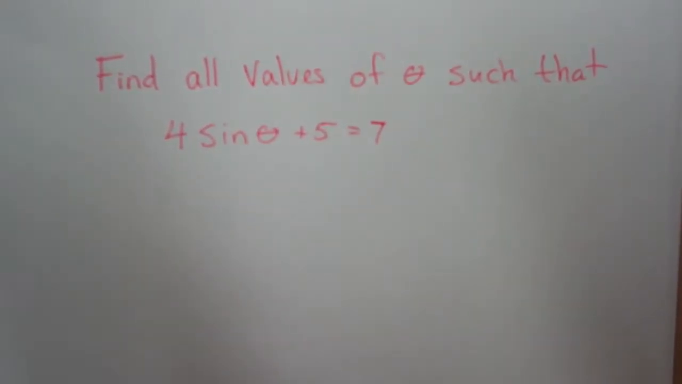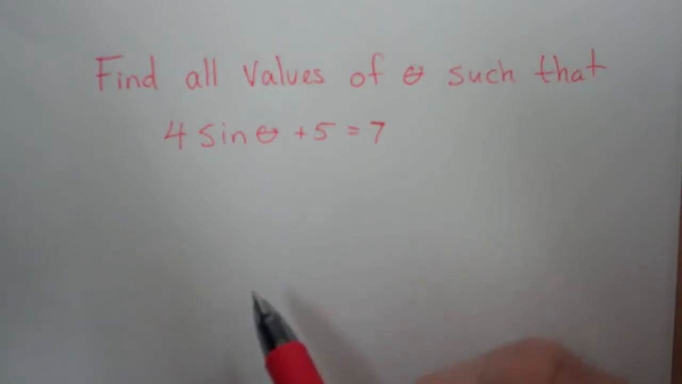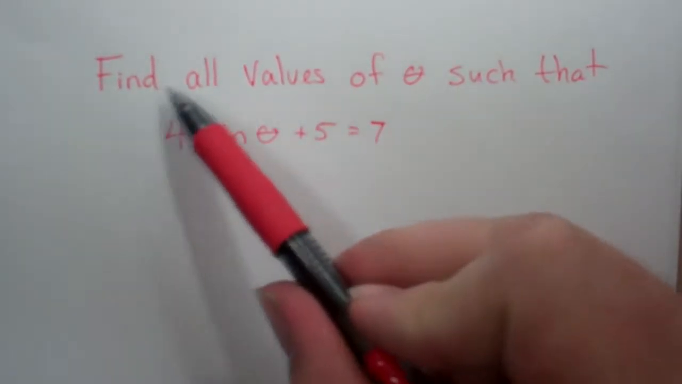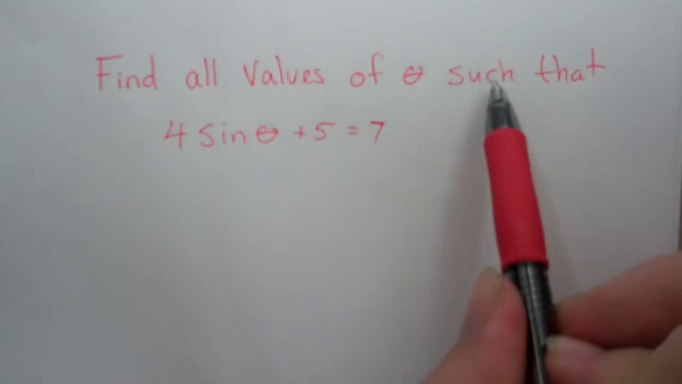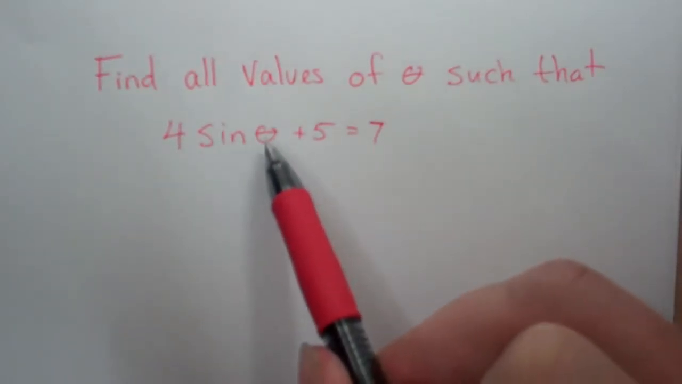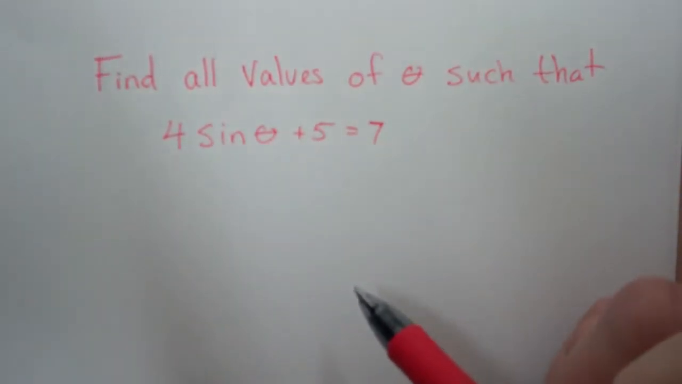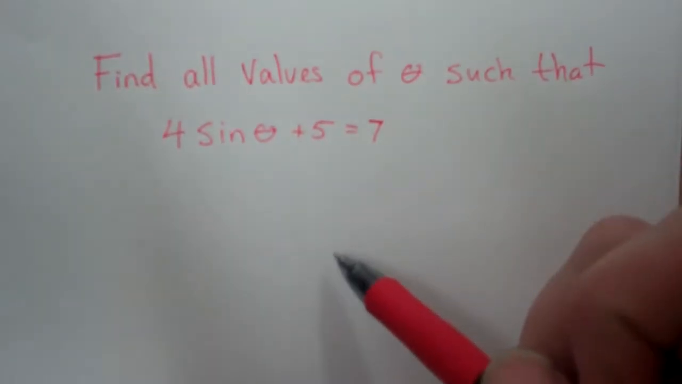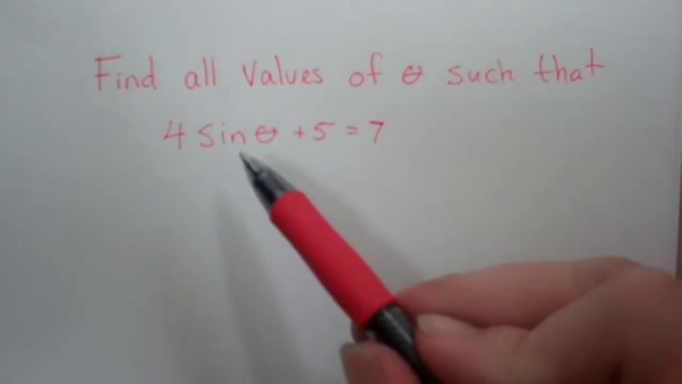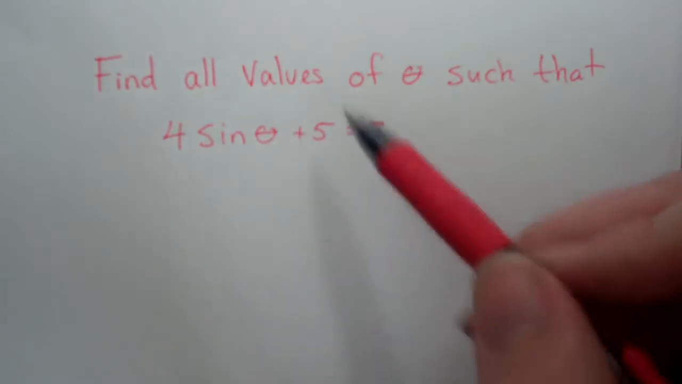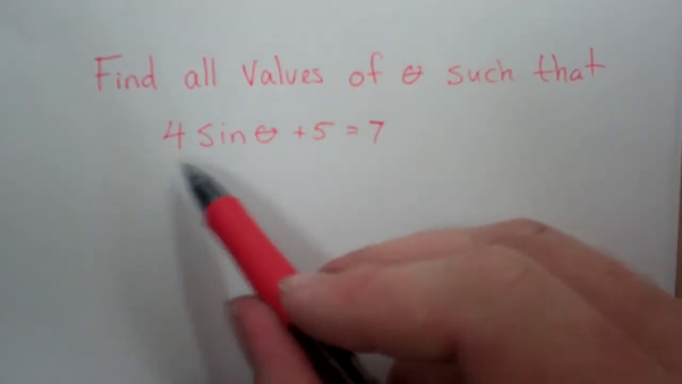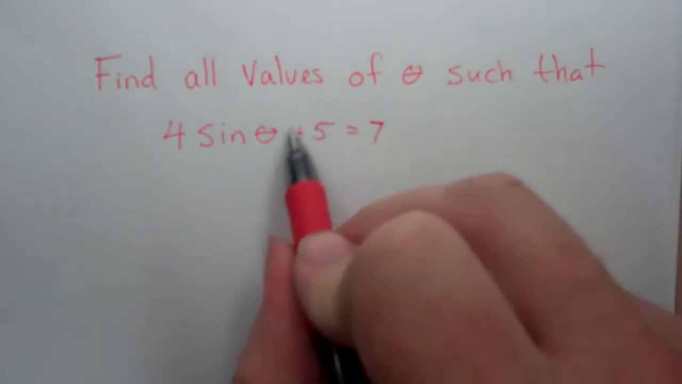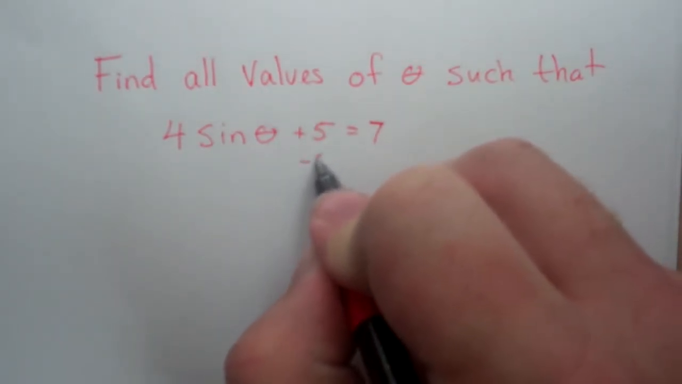In this video, we're solving a rather simple trig equation. This problem says, find all values of theta such that 4 times the sine of theta plus 5 equals 7. So, as we would with any equation, first we isolate the function, and then we'll take its inverse. So first, to isolate this function, let's subtract 5 from both sides.